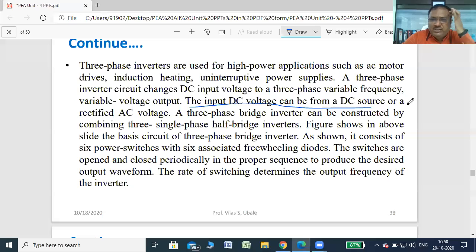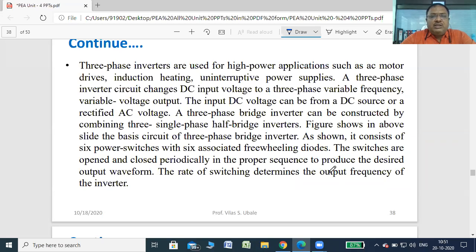DC voltage from the batteries, that is a DC source, or you can say battery, or a rectified AC voltage. So this is very important. Normally batteries are not used because it is not convenient to use the batteries every time. So rather than using batteries, rectified AC voltage. Rectified AC voltage means the AC voltage which is available with us is applied to the rectifier, or you can say three-phase converter, and after conversion of AC to DC, that DC is used as an input to the inverter circuit.